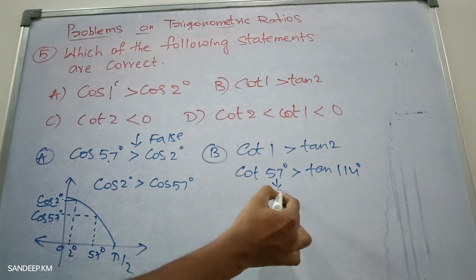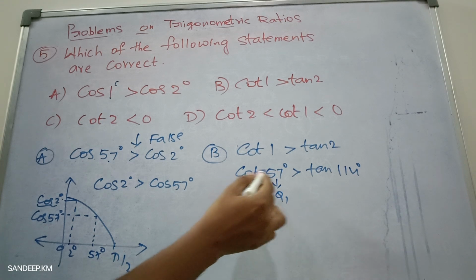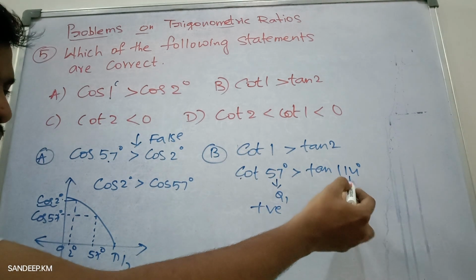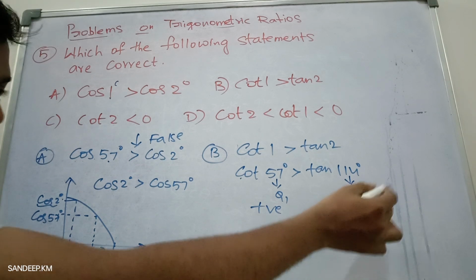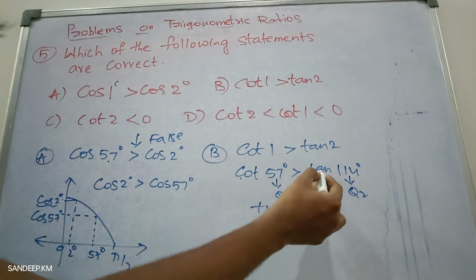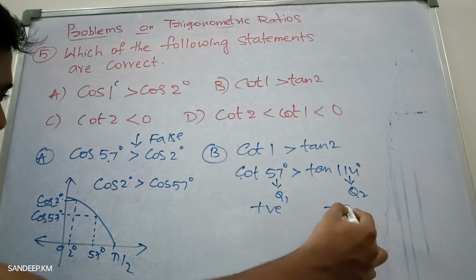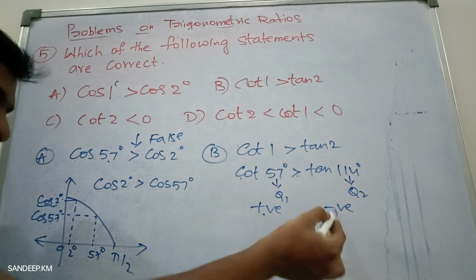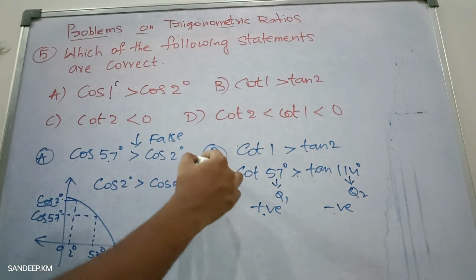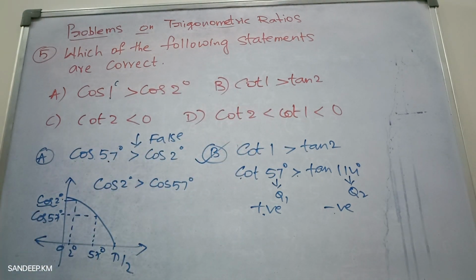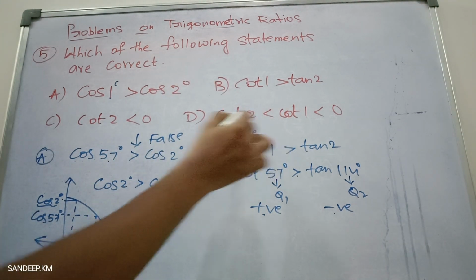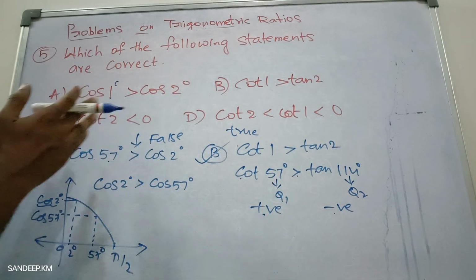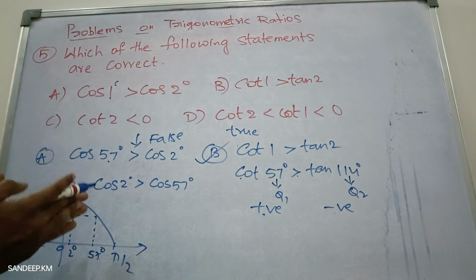57 degrees is an angle in first quadrant and cot 57 is a positive value. 114 degrees is an angle in second quadrant, and in second quadrant tan theta is negative, and it's very much clear that positive value is always greater than negative value, correct or not? So option B is true. Option B is true, but don't just mark B and leave the question. Wait, let us check the other options also, whether the other options are true or false.